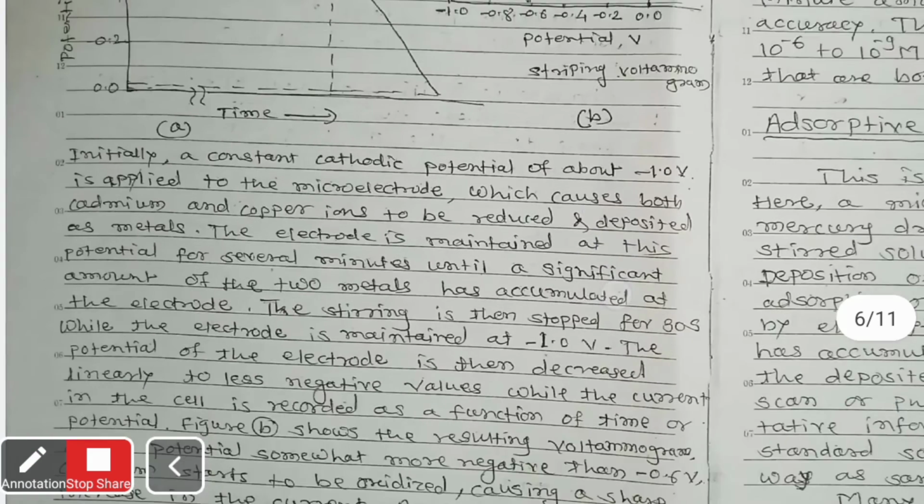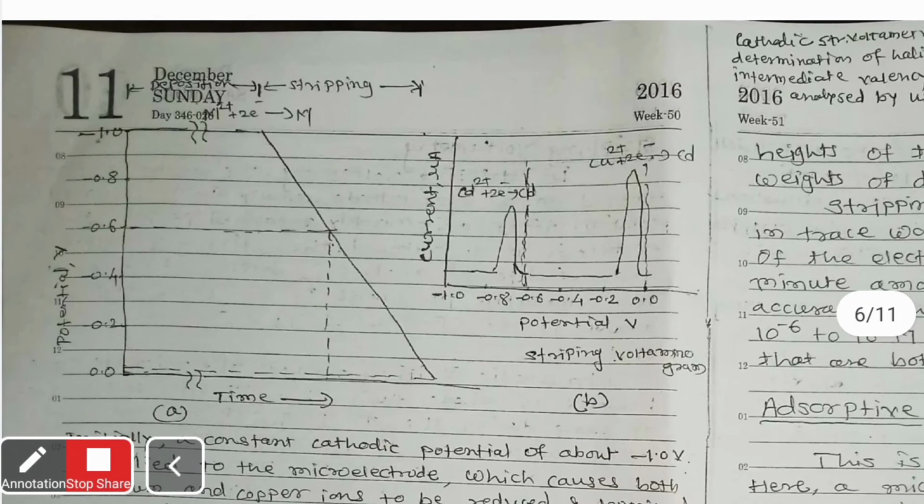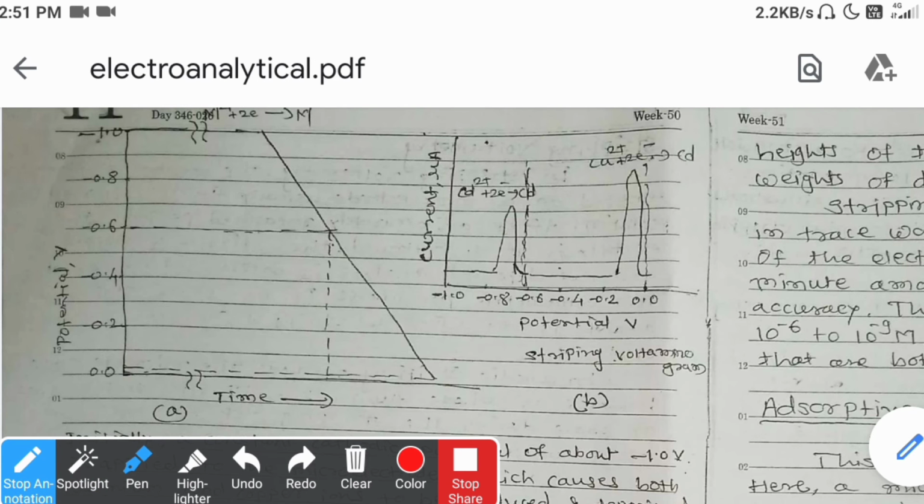Okay, so the above example shows the difference in the deposition and the stripping of two particular ions. Here cadmium and copper are used. For the deposition process, a voltage of minus 1.0 volt is applied for the deposition step.